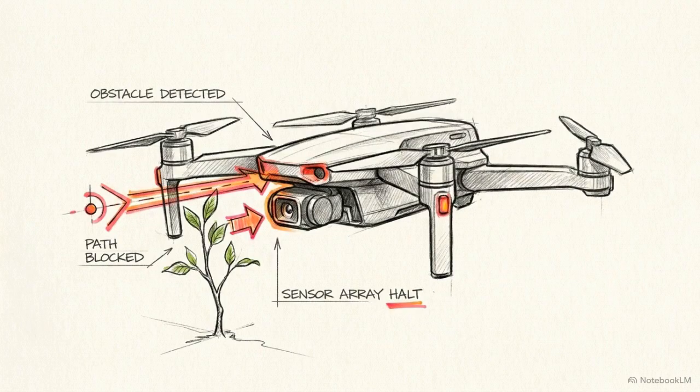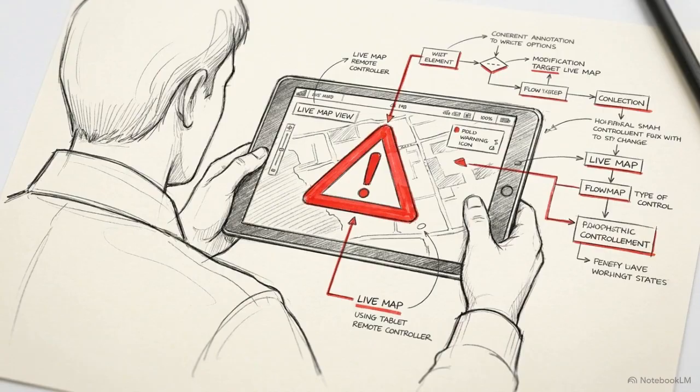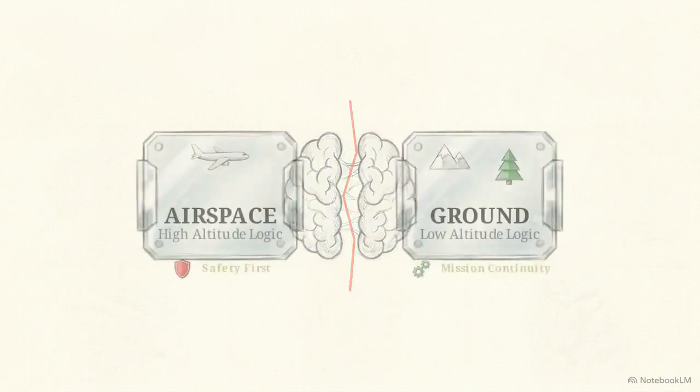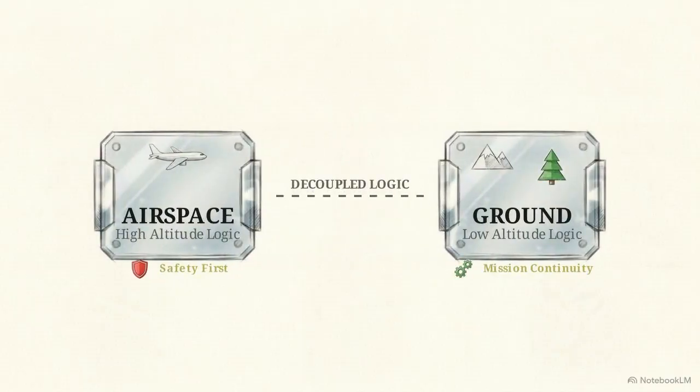What a manufacturer calls obstacle avoidance often translates to the drone simply throwing in the towel, slamming on the brakes, and aborting your mission halfway through. The truth is, drone navigation isn't running on one monolithic brain. The logic splits into two entirely different operational theaters: airspace and the ground.